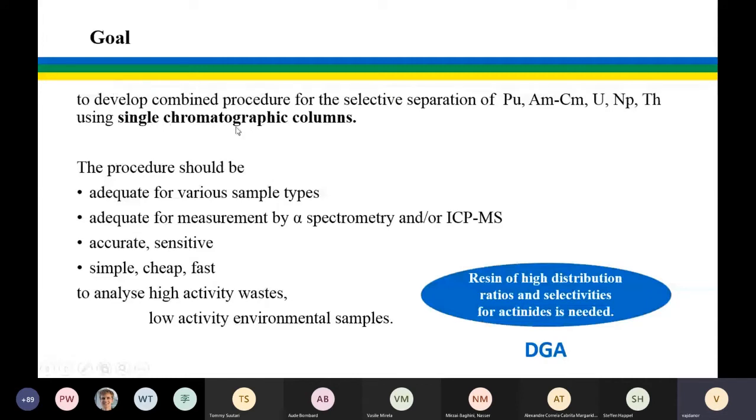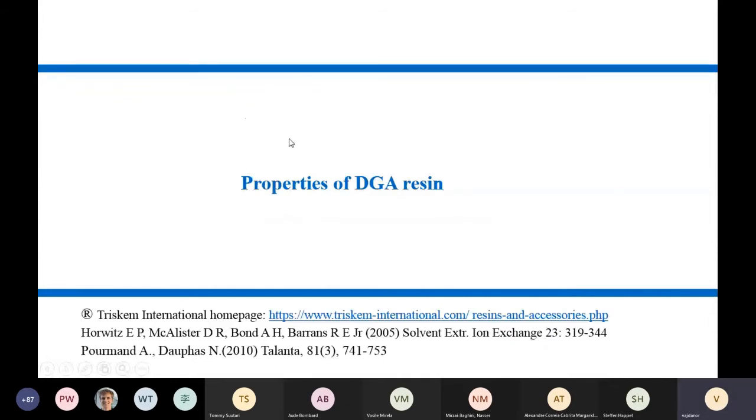So our goal was to develop a combined procedure for the selective separation of all actinides using a single chromatographic column. So we wanted to have a procedure that is adequate for various sample types, for alpha spectrometry and probably ICP-MS, a procedure that is accurate and sensitive, that is simple, therefore cheap and fast, so that we can analyze high activity wastes and low activity environmental samples. For that purpose, we needed a resin of high distribution ratios and selectivities, and our choice was DGA resin. So I am going to speak a little bit about the properties of DGA resin.